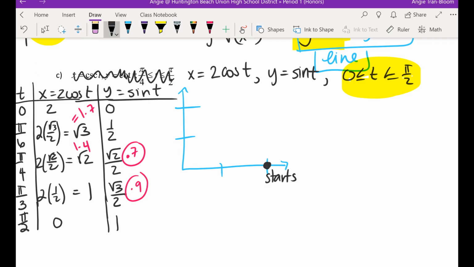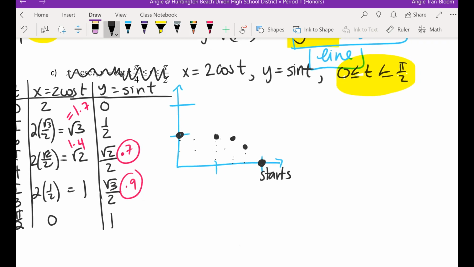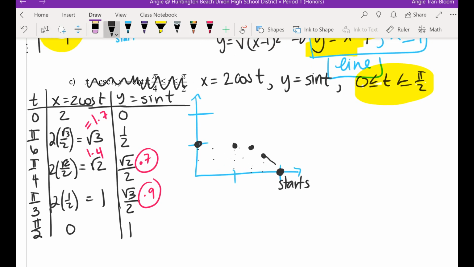So that's why the arrow is super important to show direction. At rad 3, which is 1.7, I need to go up exactly a half right there. Then at rad 2, which is 1.4, I need to go up a little bit higher than a half. Then at 1, I need to go up 0.9, right there, closer to 1, but not quite. And then at 0, it's straight up at 1. So this is not a line, as you can see, and it goes like that.